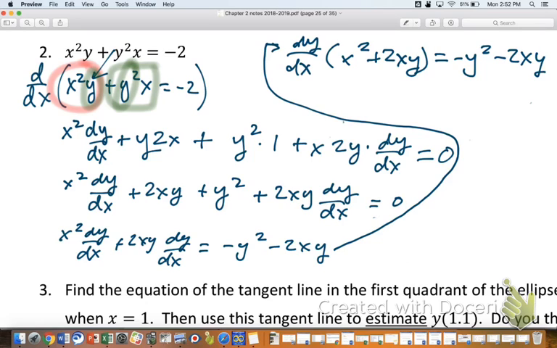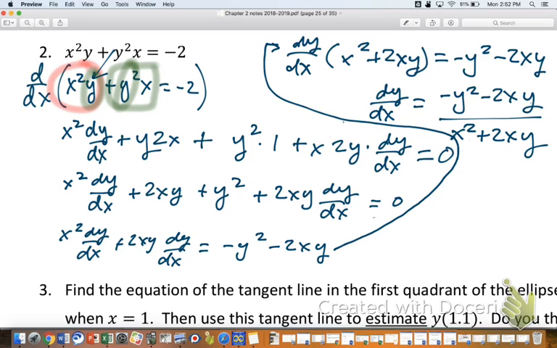And after I've factored that out, what's my final step? Divide by x squared plus 2xy. That's right. Divide by that leftover stuff. So dy/dx then equals negative y squared minus 2xy all over x squared plus 2xy.